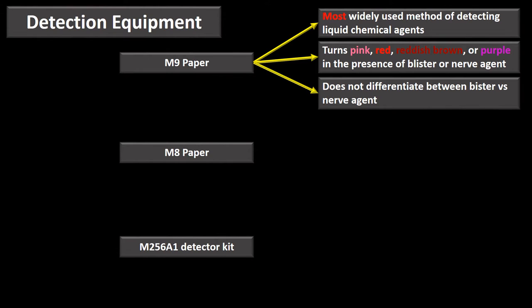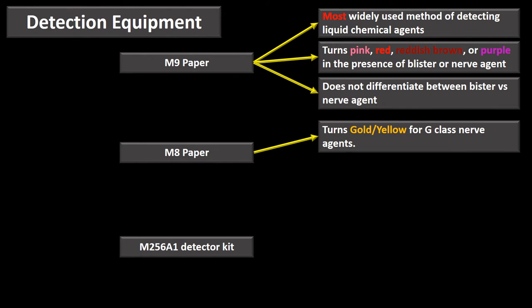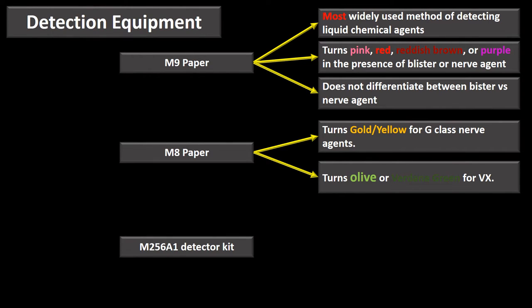So M8, it can differentiate. It's going to turn gold or yellow whenever it is exposed to G-class nerve agents, and it's going to turn olive or verdant green if it's in the presence of VX gas. And again, your M8 and your M9, that's for liquid chemical agent.